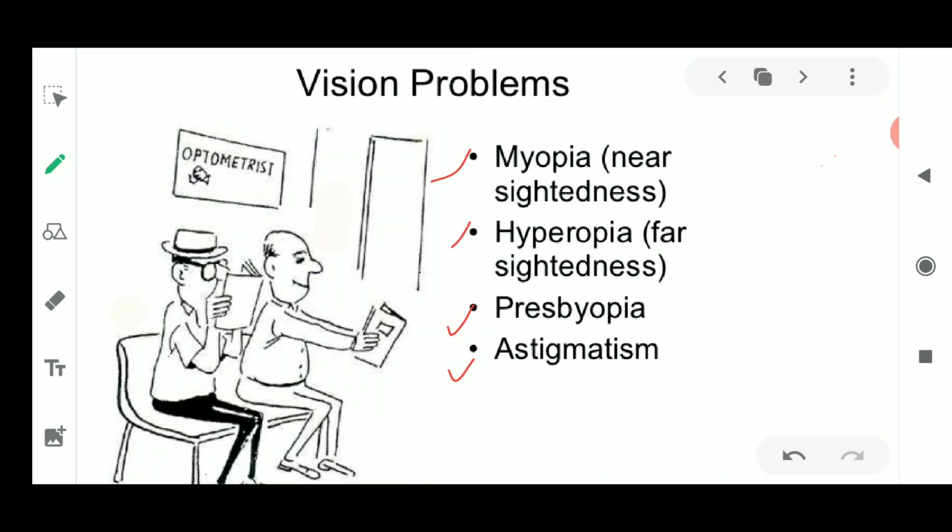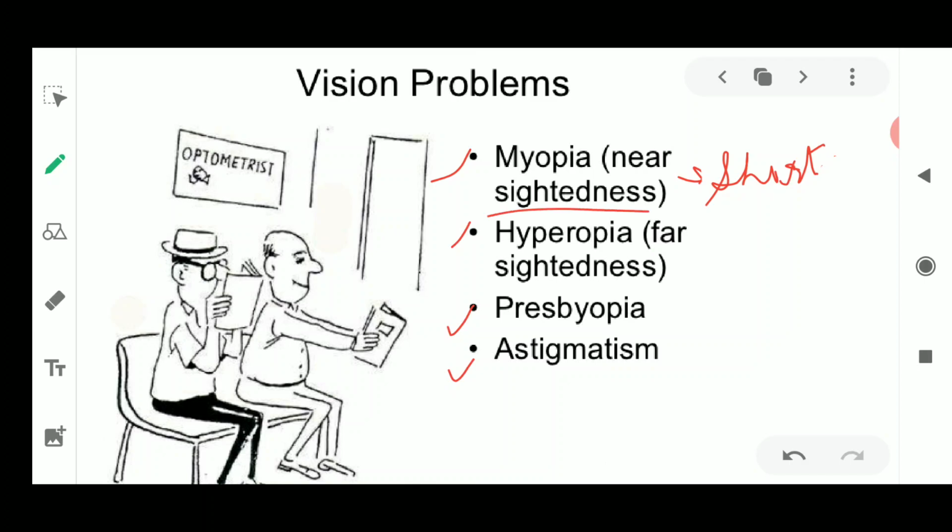The first defect or vision problem which could be corrected using suitable eyeglasses or spectacles is myopia. This myopia is also known as nearsightedness, or short-sightedness. Now near or short, what does this mean? Nearsightedness is the defect of the eye in which you cannot see distant objects clearly.